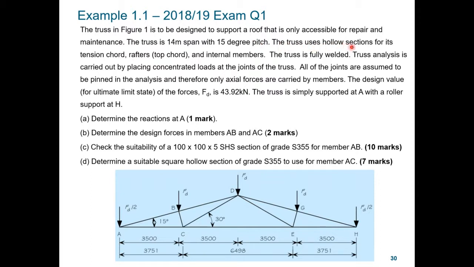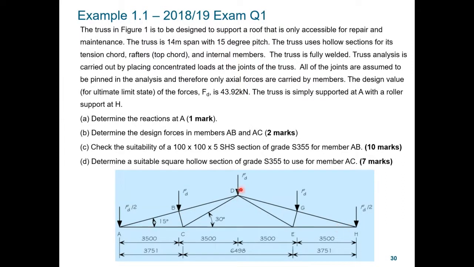The truss uses hollow sections for its tension chord. We know that the tension chord is going to be at the bottom because it's going to want to bend down. So the bottom is going to be in tension and the top is going to be in compression. We've been told we're using hollow sections for the bottom chord, and for the rafters or top chord, and for the internal members. So it's actually made up of all hollow sections, the whole lot.